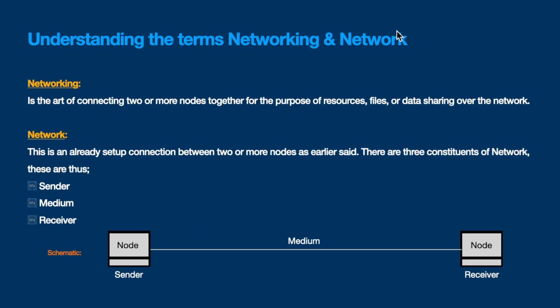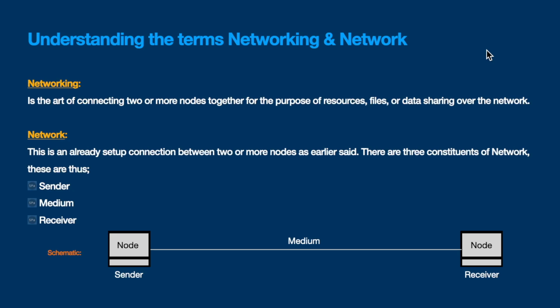Let's move to the next slide. Okay. So I believe we now understand what internet means and what network equally means. Okay. So having gotten that, let's proceed. Understanding the terms networking and network. Networking is the act of connecting two or more nodes together for the purpose of resources, files, and data sharing over the network. So it's the art, when you hear the word networking, networking is the art of connecting two or more nodes.